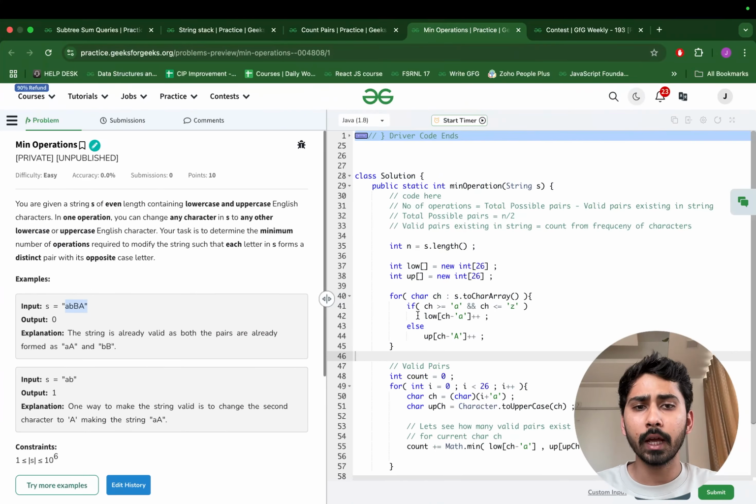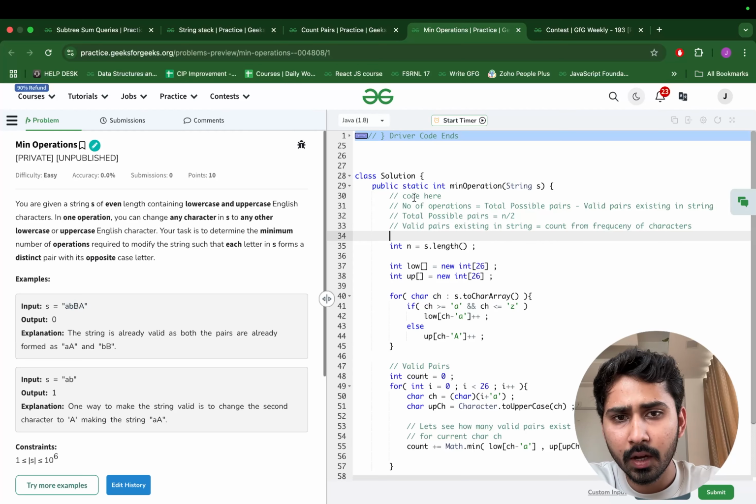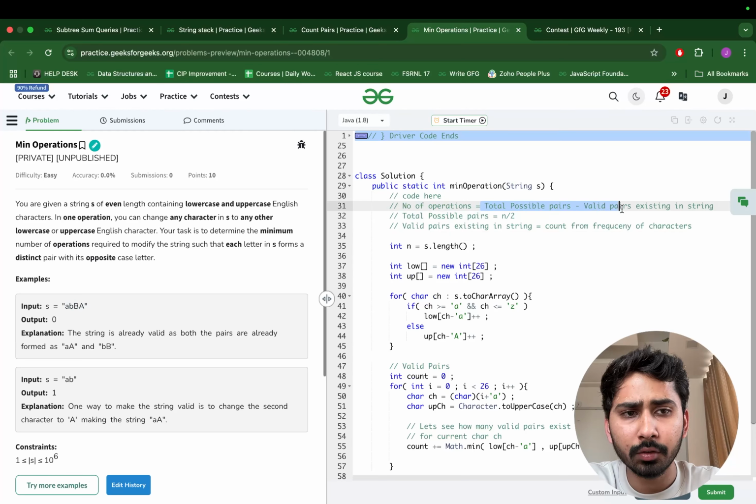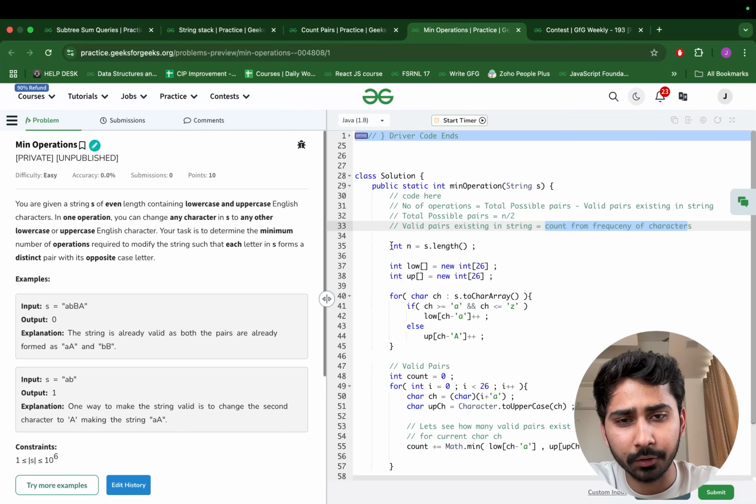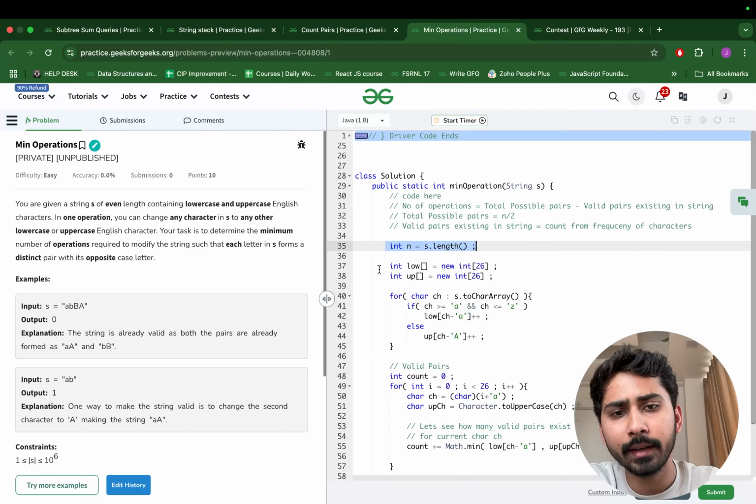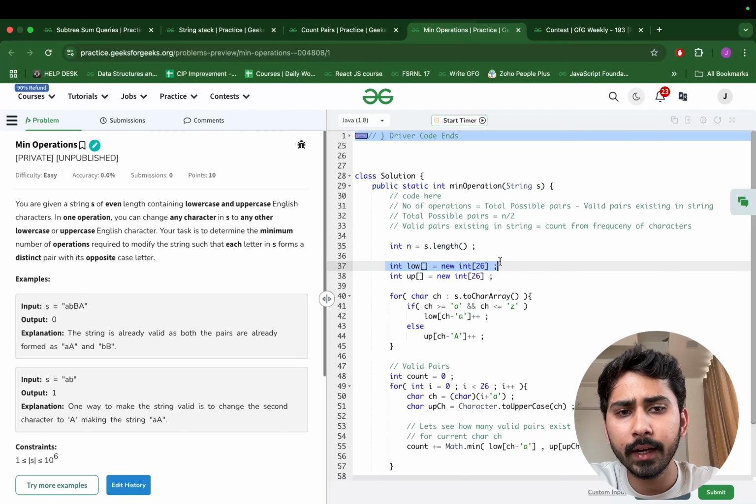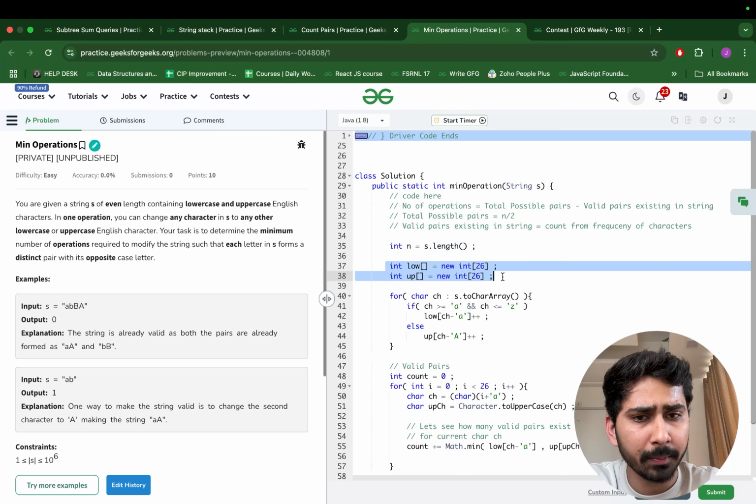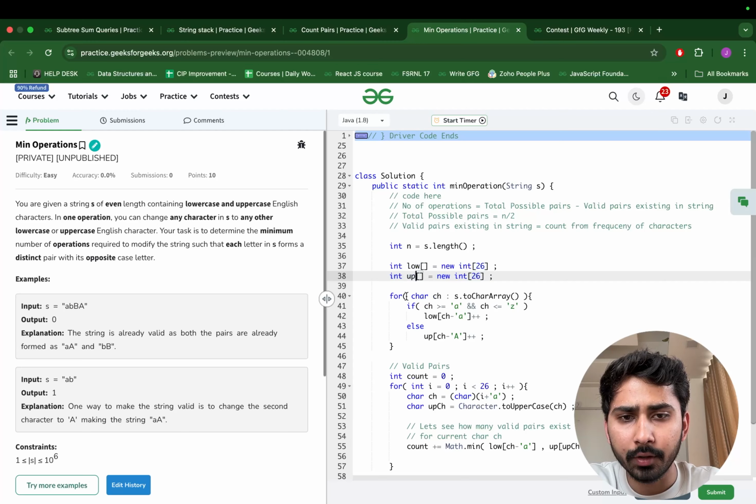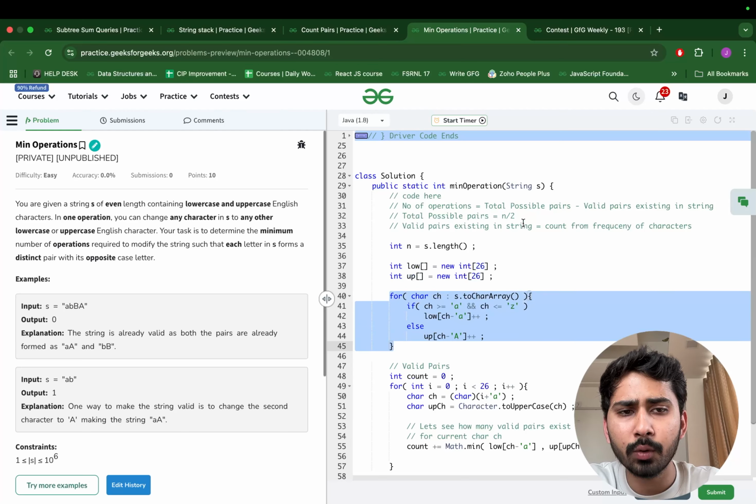In order to implement this, I have written the intuition as well. I have implemented this code in Java, but it will be very easy to implement in other languages as well. The number of operations is nothing but total pairs minus valid pairs existing in this string. Total pairs is n divided by 2, and for the valid pairs existing in this string, you need to count from the frequency of characters. I've iterated over the length of this string to get the value of n. Now I have created a frequency array. You can create a hash map as well, but I thought of creating a frequency array for lowercase characters and uppercase characters. Then I'm iterating over the given input string and counting the frequency of every character.